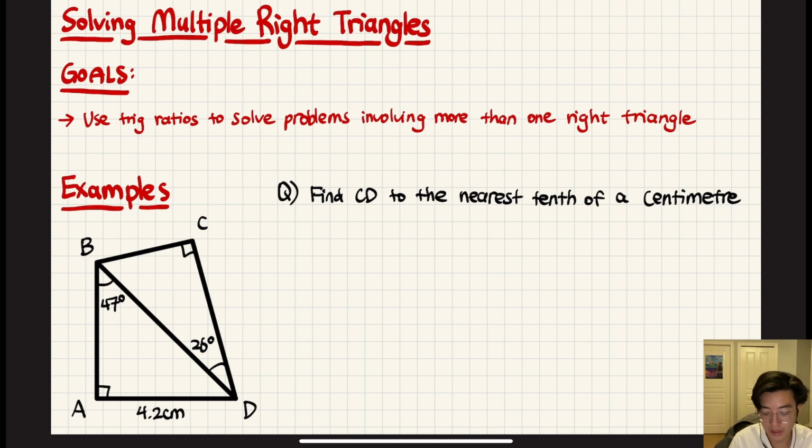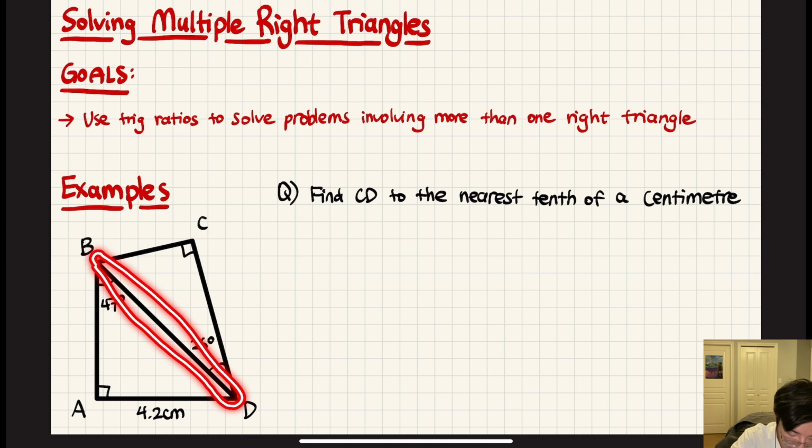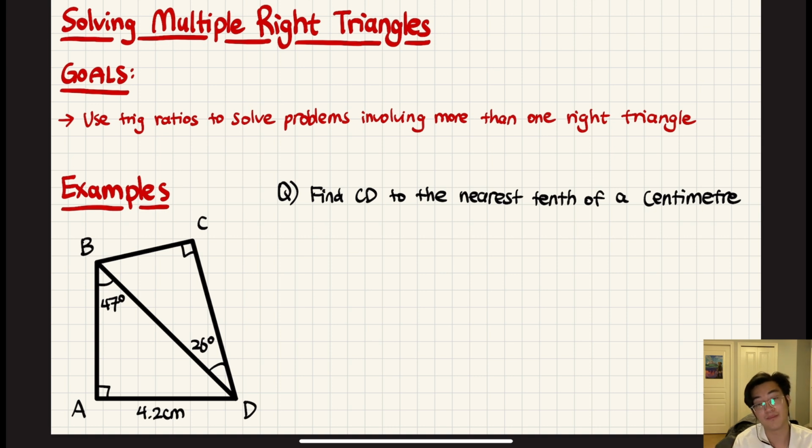In this example, we want to find the length CD. If we label that, it is this line right here, the line CD. We're not really given a lot of things. We know this length is 4.2 centimeters down here, but we don't know anything else. But what we can do is first find BD. If we find this line, we can use it to find CD. So it's like a multi-step process.